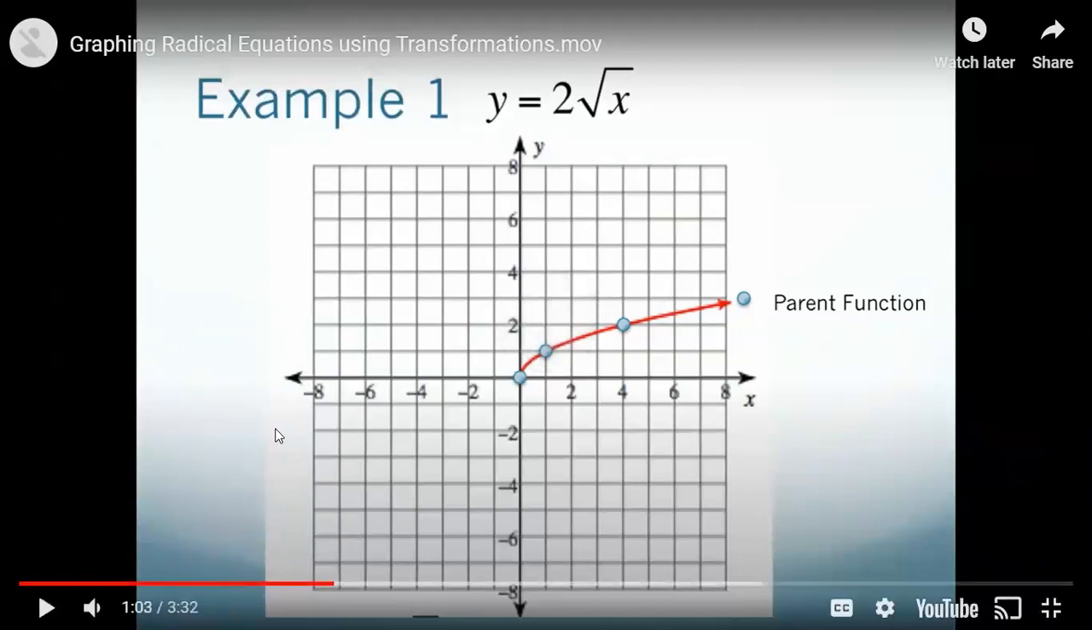So notice here that they start off with the graph of the parent function. The graph shown in red is f of x is equal to the square root of x. And he briefly described how these points were derived. Square root of 0 is 0, square root of 1 is 1, square root of 4 is 2, square root of 9 is 3. Now let's observe and see what he will do with these points from the parent graph.